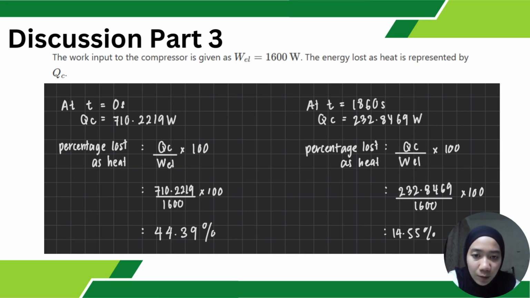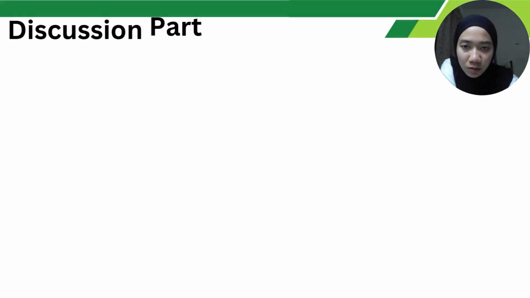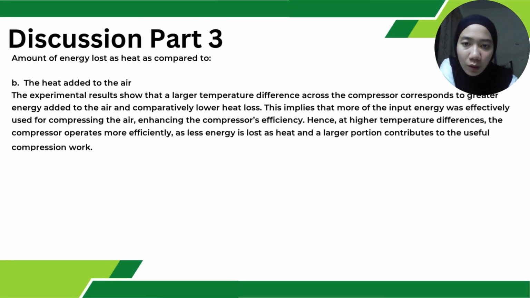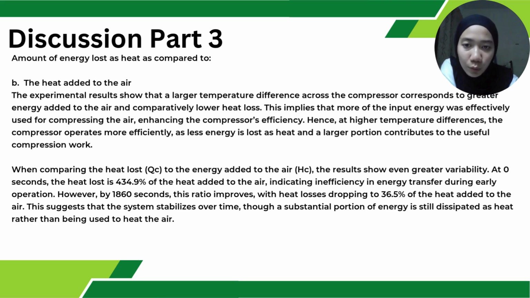So the percentage loss is 710.2219 over 1600 times 100% equals 44.39%. Then for T equals 1860 seconds, the QC is 232.8469 watt, and the percentage loss is 232.85 over 1600 times 100%, which equals 14.55%. Next, for part B, the amount of energy lost as heat as compared to the heat added to the air.